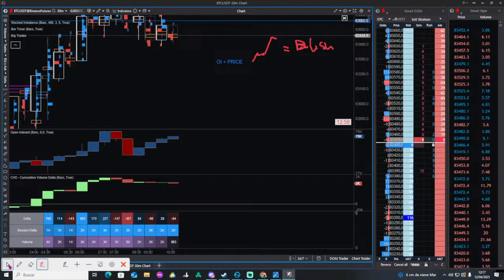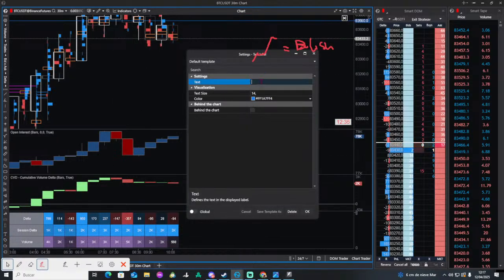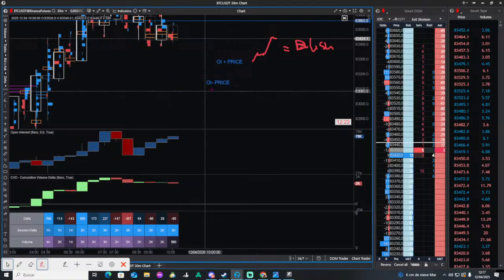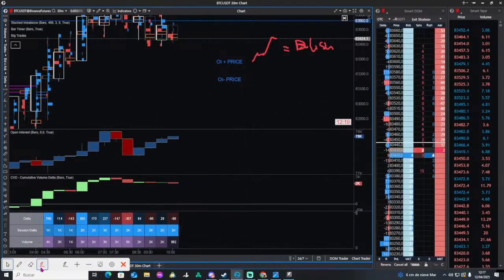Then, let me change this. OI minus, but price up, bullish, because stops, shorts, longs, TP.